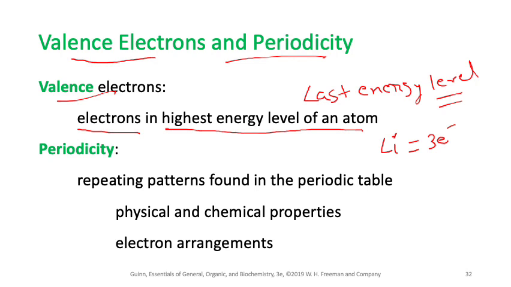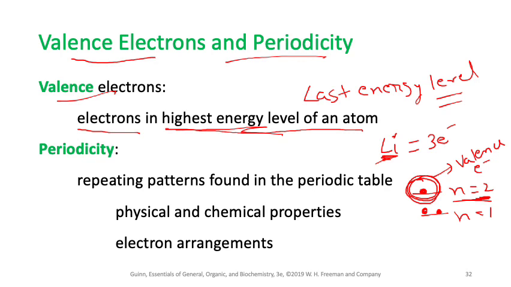So the first energy level can take how many electrons? 2. The second energy level can take how many? 8. But how many are left out of the 3? 1. So what's the highest energy level in lithium? It's 2, because after that we don't have any other electron. So this is the last electron in that particular atom, revolving in the highest energy level, which in this case is 2. So this is your valence electron.